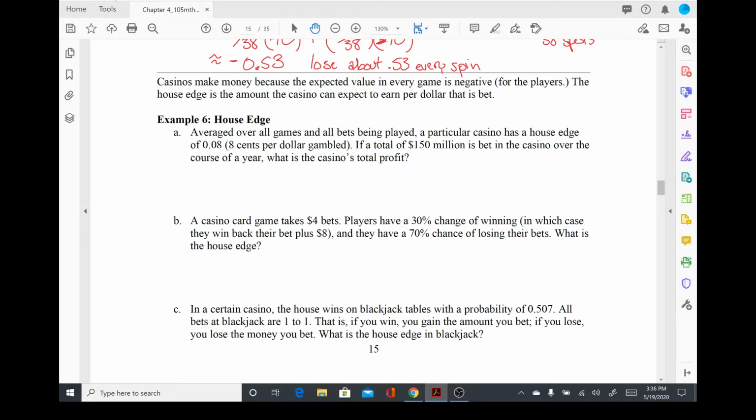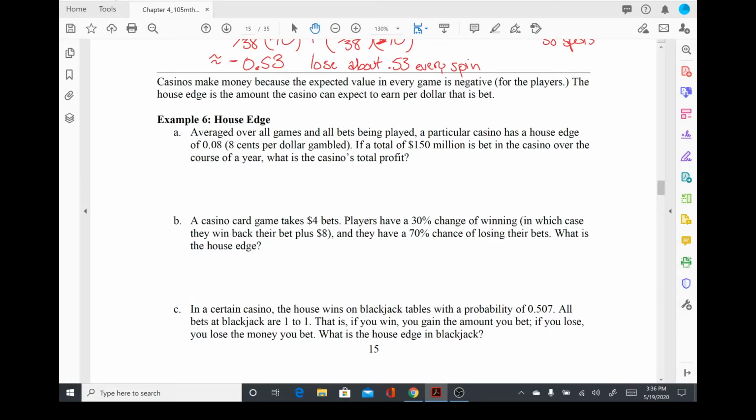Casinos make money because the expected value in every game is negative for the players, positive for them. The house edge is the amount the casino can expect to earn per dollar that is bet. Averaged over all games and all bets being played, a particular casino has a house edge of 8 cents per dollar gambled. If a total of $150 million is bet in the casino over the course of the year, what is the casino's profit?